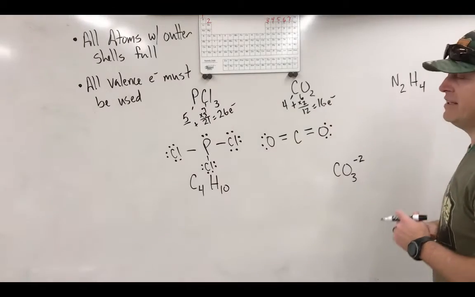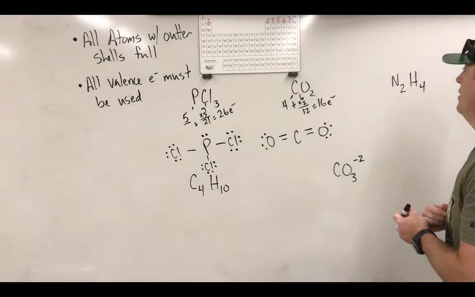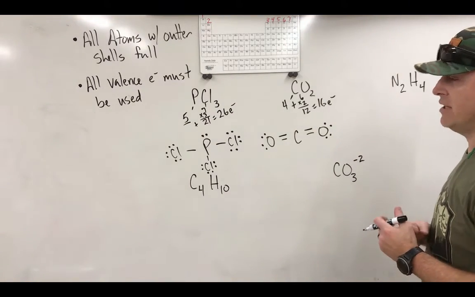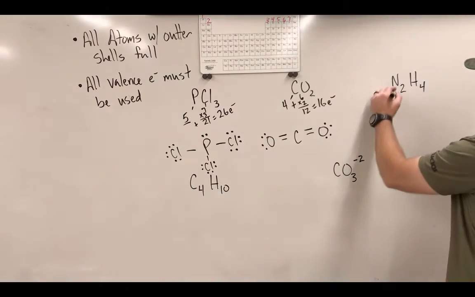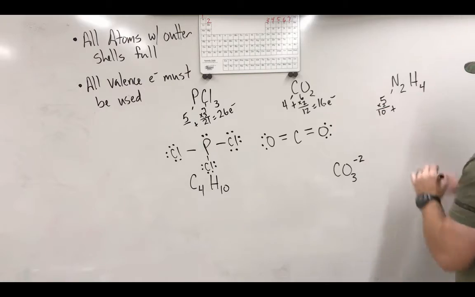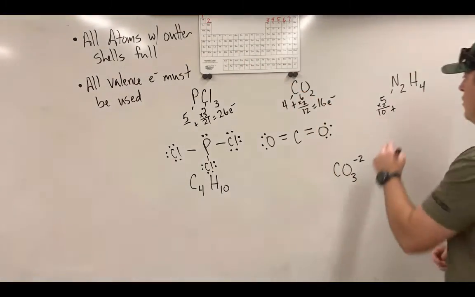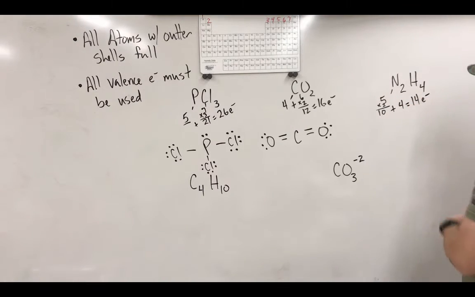We come over here, dinitrogen tetrahydride. Okay, so I'm gonna again do the same thing, figure out how many valence electrons are available. Okay, nitrogen, if I check my chart, it has 5, but I have 2 of those. So it's a total of 10. Hydrogen, that's 1, they're in group 1 over here. So that's gonna be a total of 4 more. So we're gonna have 14 total electrons that are available.